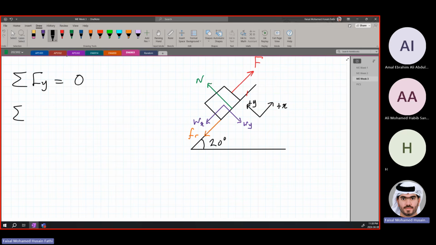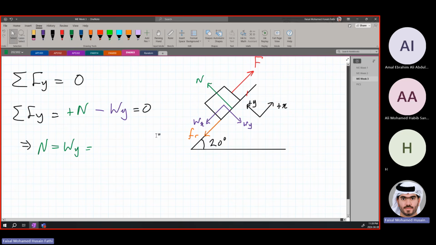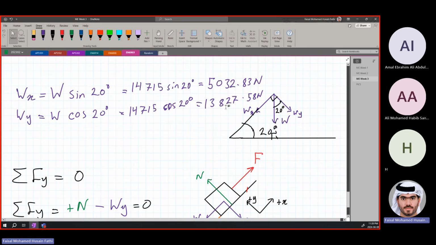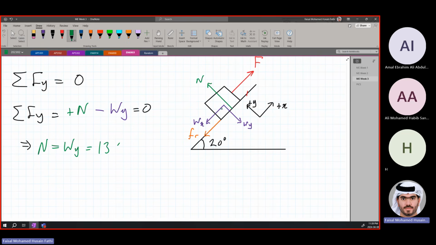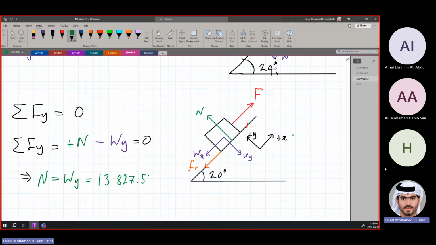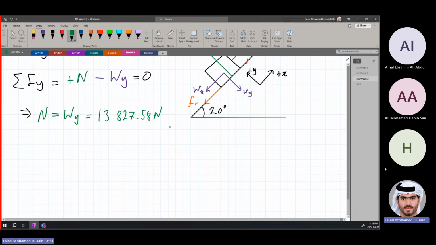So sigma Fy is also equal to N, positive because it's in the direction of y, minus Wy, because it's in the opposite direction of y, and this is going to be equal to 0. Therefore, N is going to be equal to Wy, which is 13827.58 newtons.